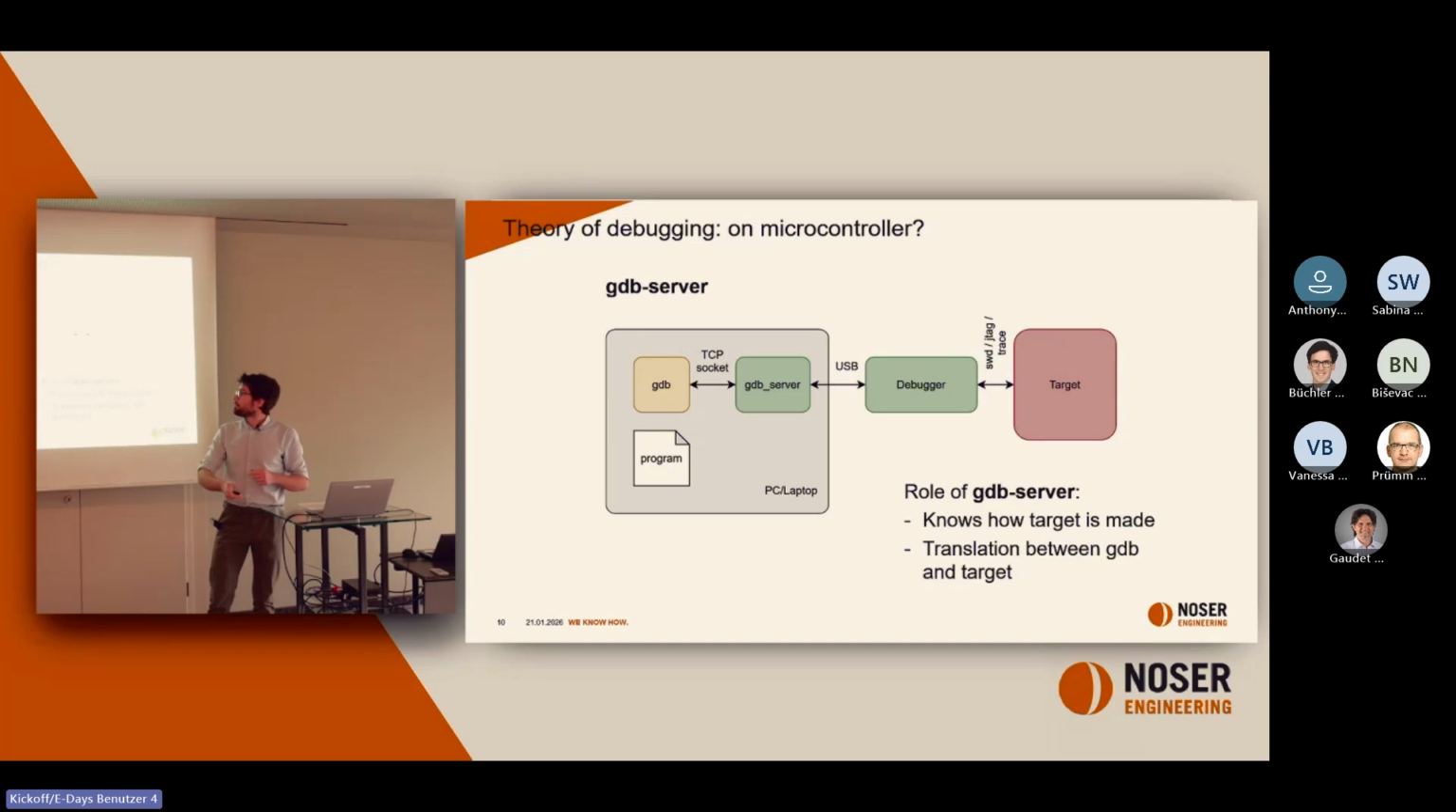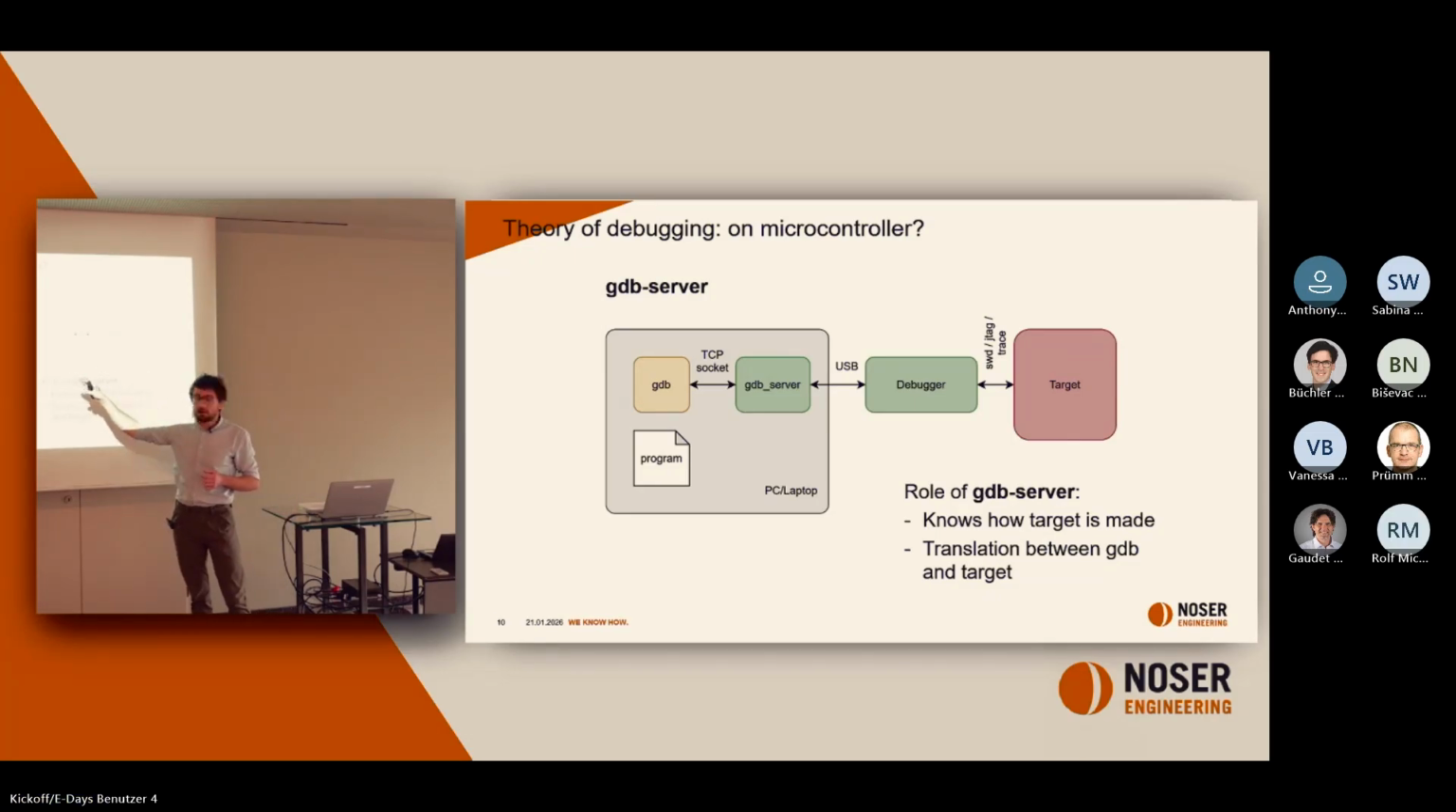Then you have a second part, the GDB server. Maybe fewer of you have heard about the GDB server. But this part is very powerful and very important because it knows how the target is made. GDB doesn't know how the target is made. It just knows how to put a breakpoint, how to run a program, how to stop it, and so on. But in which part of the memory does it have to flash, and how to manipulate the target? GDB doesn't know, but the GDB server does.